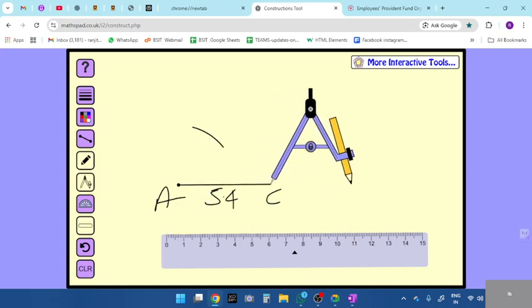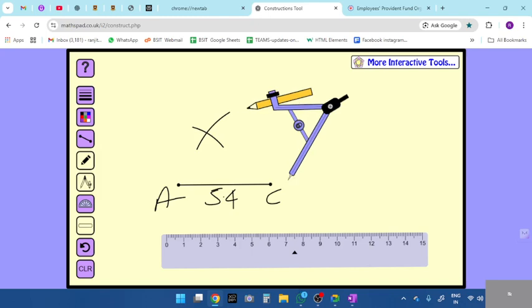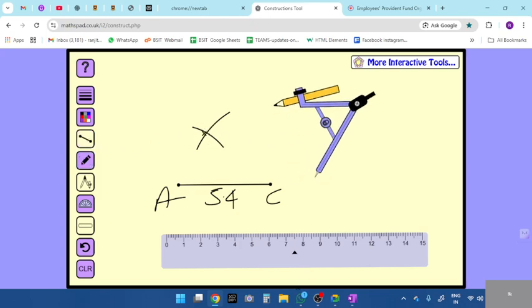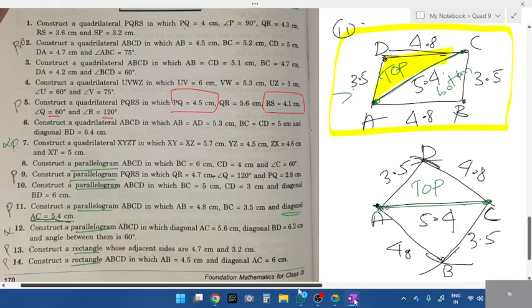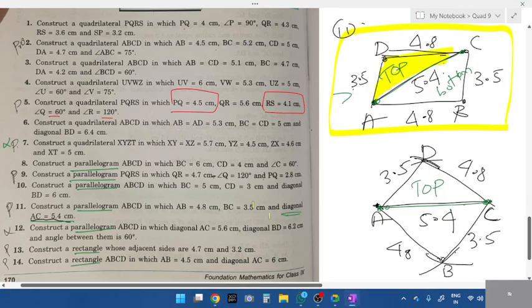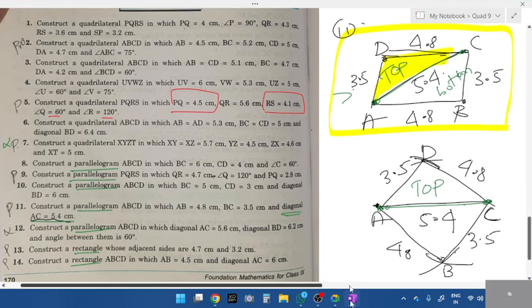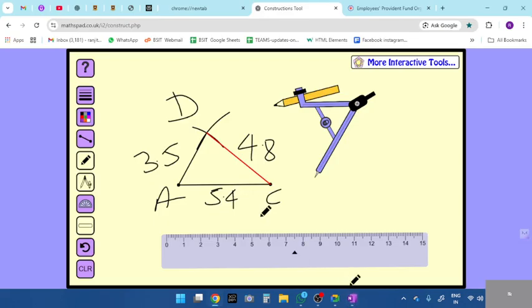Understood now? Is it clear? Okay. Draw the same down as well. Join the lines. This is 4.8, 3.5. Next, at the bottom you'll get B. From A to B, 4.8. Take 4.8, construct an arc down.